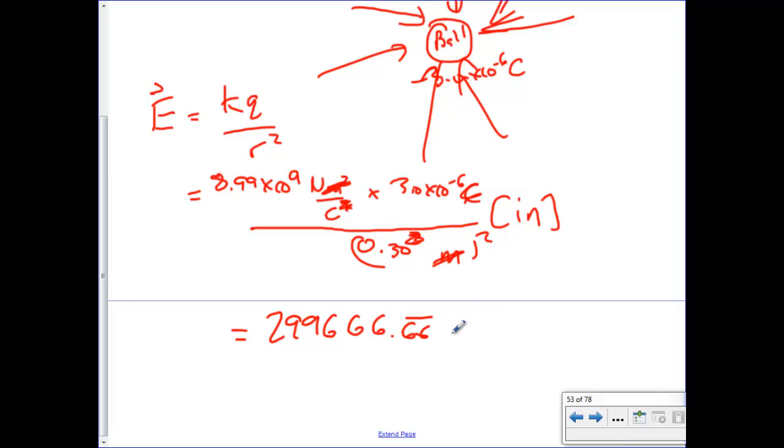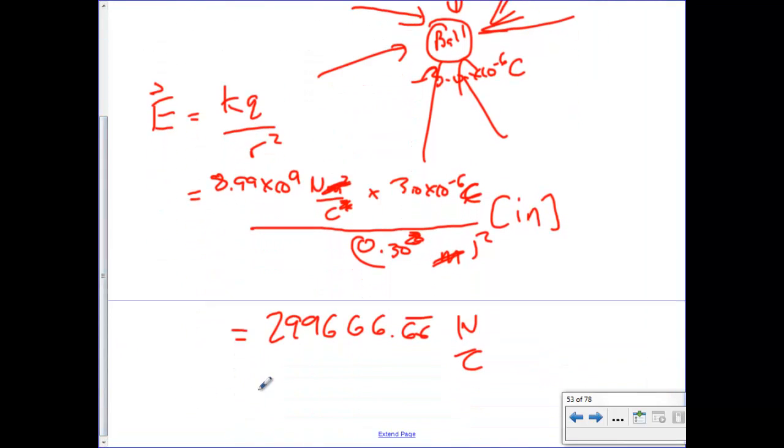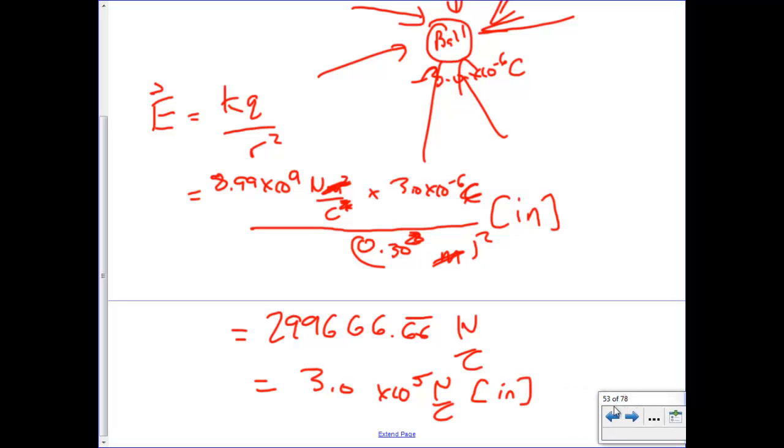I got 299666 repeating. Anybody else? Okay. 299 and then 6 going on forever. So if I round this, it's going to be 3.0 times 10 to the 5 newtons per coulomb, and the field is defined as what a positive object would do. So really, we just have a random negative object sitting out there. Anything positive would get attracted to it.